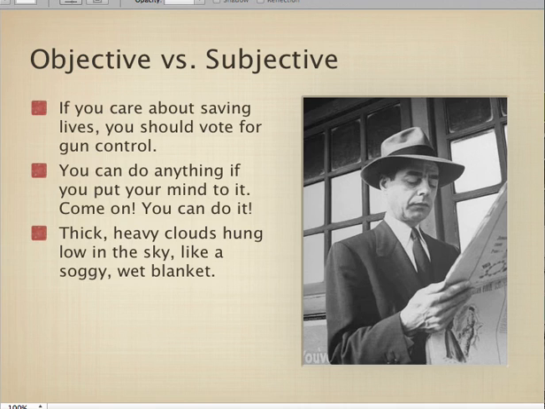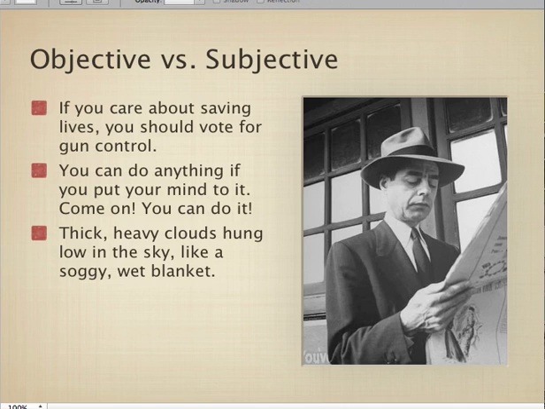Number two, you can do anything if you just put your mind to it. Come on, you can do it! All right, again, first thing I see, the word you. Therefore, it's going to lead me originally to think that it must be subjective tone. Also, it's stating an opinion. If you just put your mind to it, you can do anything. Well, if that's true, I should have millions of dollars. Number two is subjective. Finally, number three.